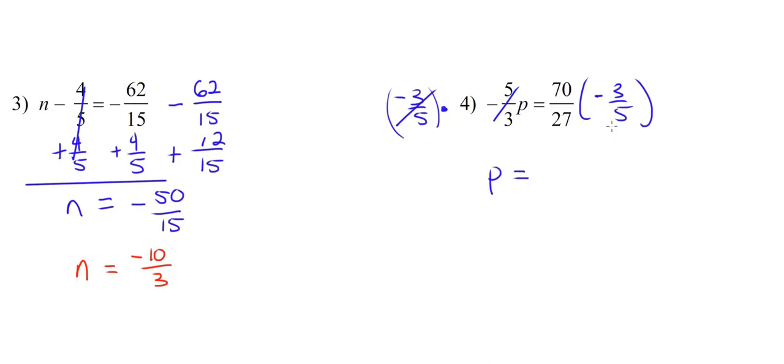And on the right, we can do some simplifying here. 3 and 27 can be divided by 3. So 3 divided by 3 is 1, and 27 divided by 3 is 9. And 5 and 70 can be divided by 5. So 5 divided by 5 is 1, and 70 divided by 5 is 14. So now we have 14 times negative 1, that's negative 14, and 9 times 1 is 9. And here's our answer. P equals negative 14 over 9, and this is already in simplest form.